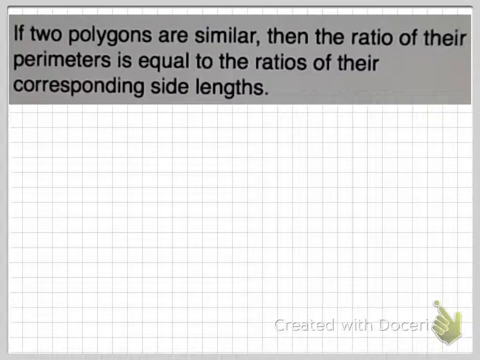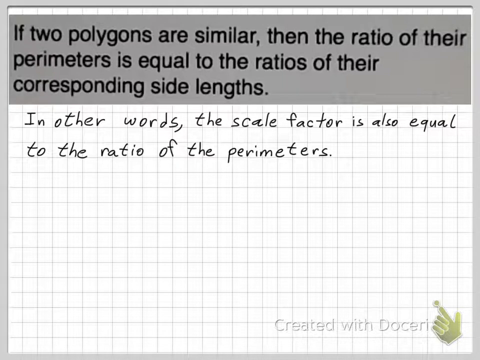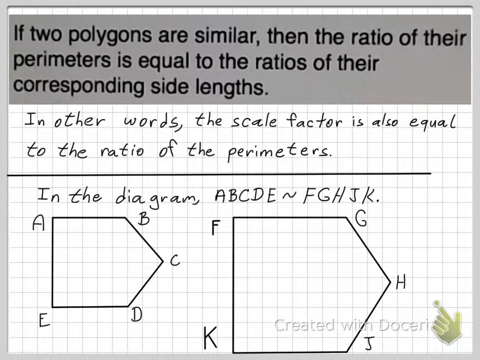Okay, the next concept here is if two polygons are similar, then the ratio of their perimeters is equal to the ratios of their corresponding side lengths. In other words, the scale factor is also equal to the ratio of the perimeters. So the scale factor can not only be used to find missing side lengths, but can also be used to find missing perimeters. So let's look at a problem that will exemplify that concept.